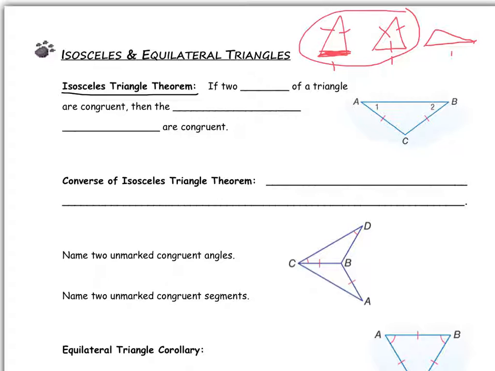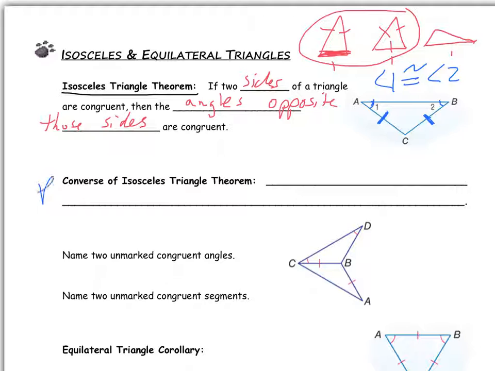The isosceles triangle theorem says that if two sides of a triangle are congruent, then the angles opposite those sides are congruent. So looking at this picture of an isosceles triangle, triangle ABC, we have two congruent sides. That means the angles opposite these two sides, which would be angles 1 and 2, are congruent to each other. So angle 1 is congruent to angle 2.